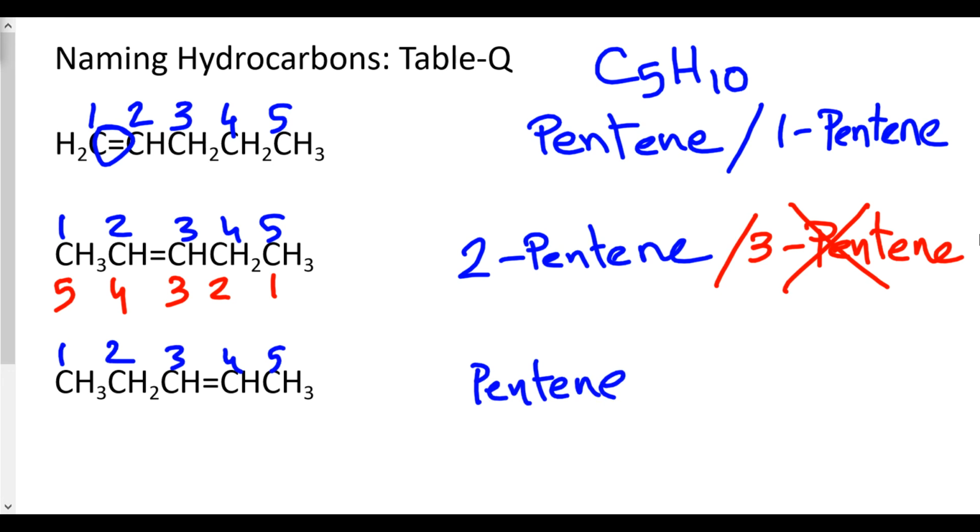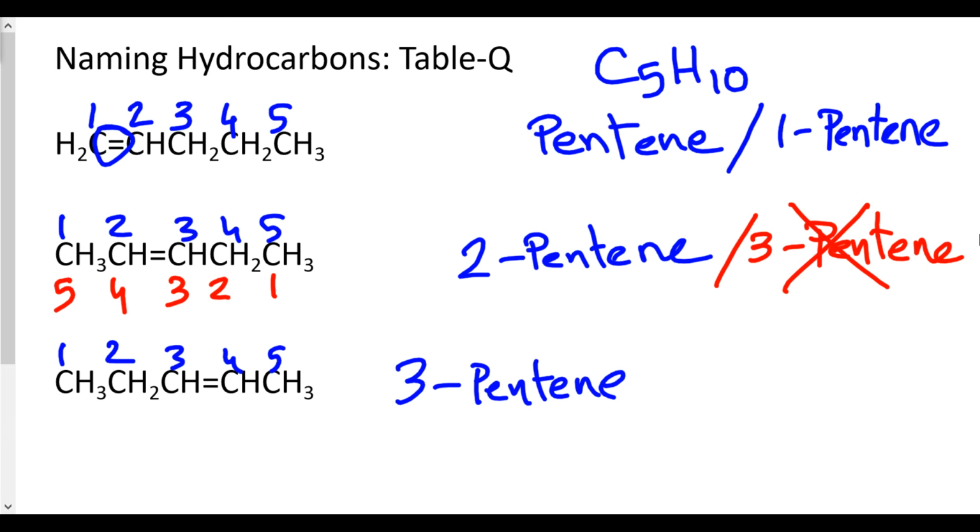For the third one, again, we have C5H10, so that's pentene. And because you have 5 carbons, if you count it from left to right, it seems like the double bond is between the third and fourth carbon, so therefore I would go with 3-pentene. You should not pick 4-pentene because you always need to pick the lowest possible number.